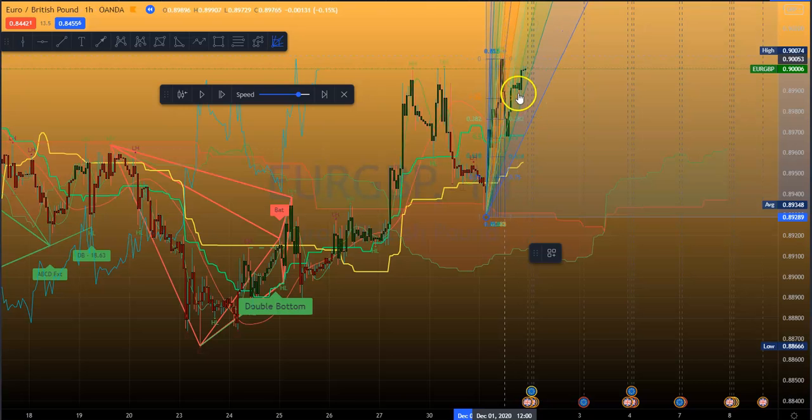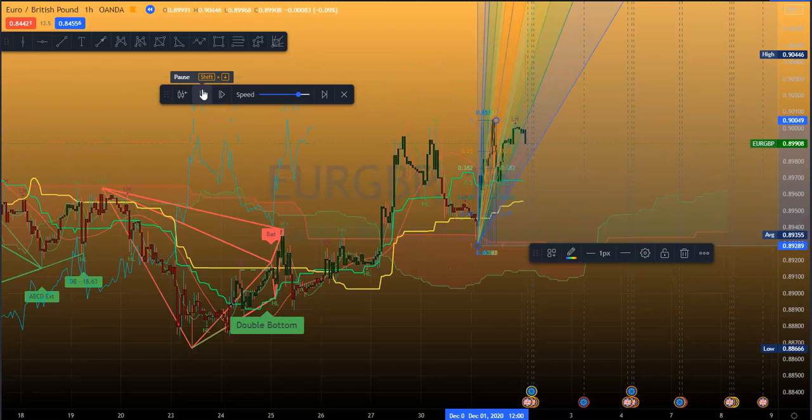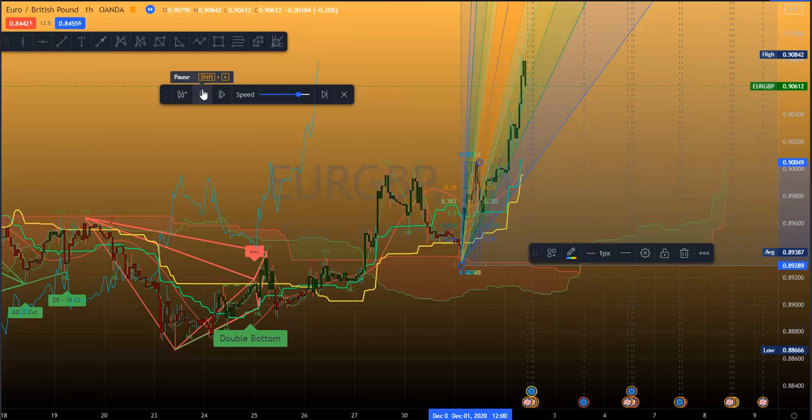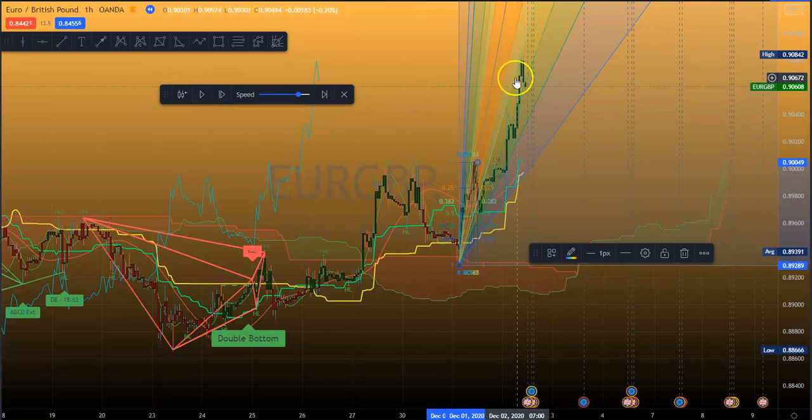Click there. It's well within the 382. I can stay in the trade. I can hold on to my trade. Just like 60 pips there, right? Did it breach or bounce off? It's not going to be exact, okay? Bounced off. See? This is good.